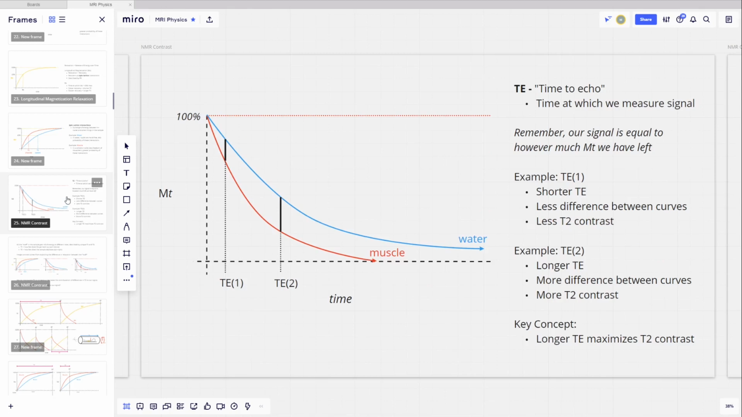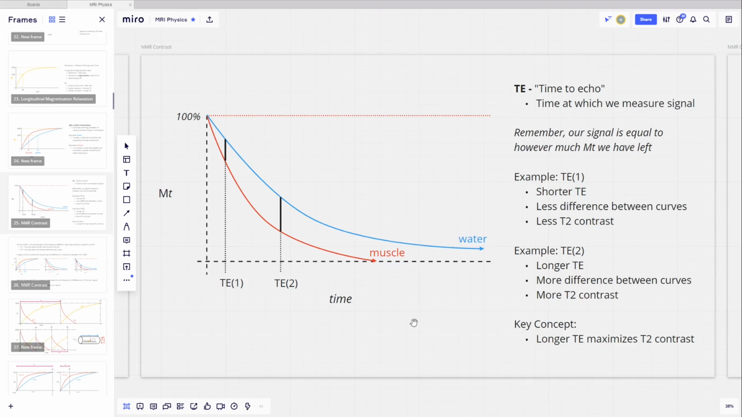Time to echo. What is this? TE. You may or may not have heard of this. It's a fancy term for basically when we choose to measure our signal. Again, we've set this up the same way. On the y-axis, we have our transverse magnetization. The x-axis is time. So we're looking at what is happening to that transverse magnetization over time.